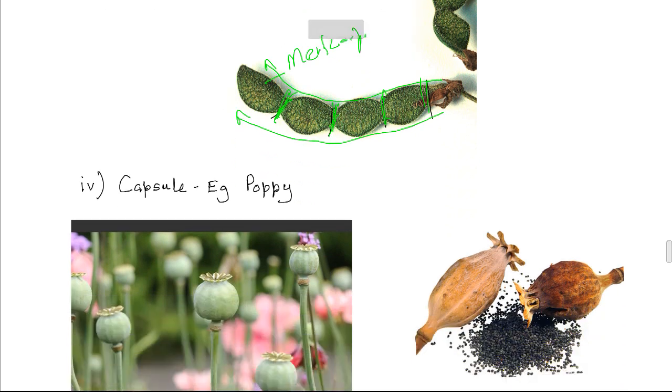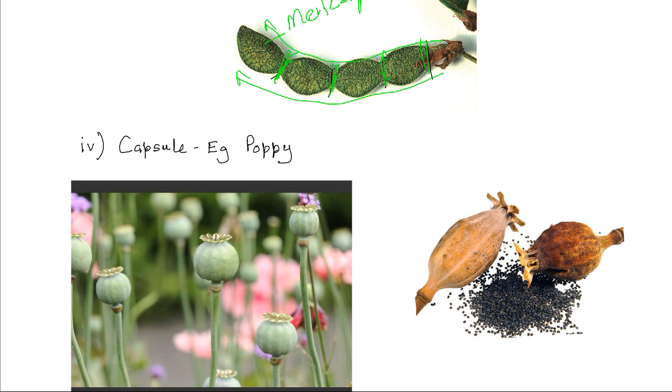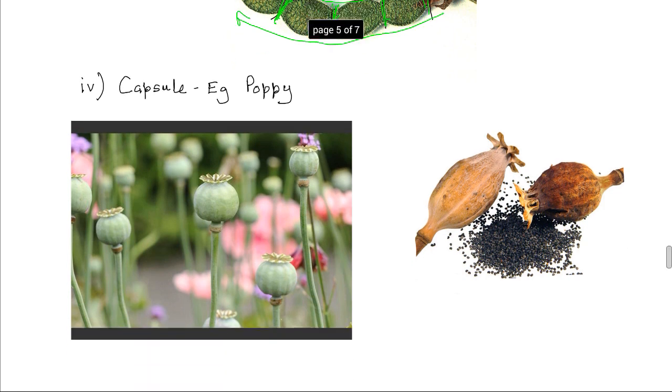Then you have the capsule. A capsule develops from several fused carpels. And a capsule, for example, like in the poppy plant, splits at the top. This is one capsule, and this capsule splits at the top, releasing seeds. So here you have a photograph of capsules. They have pores at the apex. These pores split open, releasing the many seeds. So these are the many seeds that are released from the capsule, for example, of the poppy.